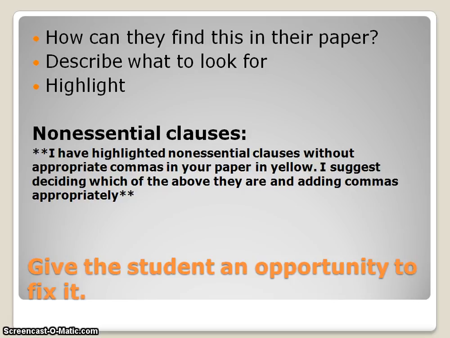Step 5, the most important step. Give the student an opportunity to fix it. How can they find this in their paper? You could either describe what to look for and then challenge them to find them themselves, or you could be nice and you could highlight all of them for them. It really depends on the issue and how well you think the student could identify them this time around. For instance, with non-essential clauses, at the end I could put, I have highlighted non-essential clauses without appropriate commas in your paper in yellow. I suggest you decide which of the above they are and add commas appropriately.